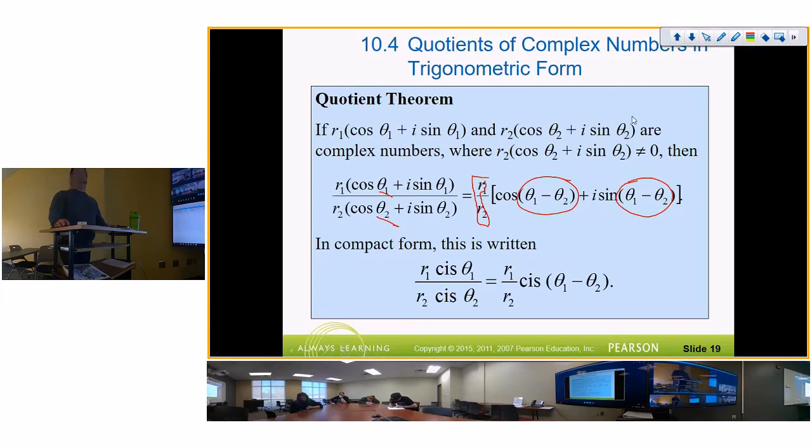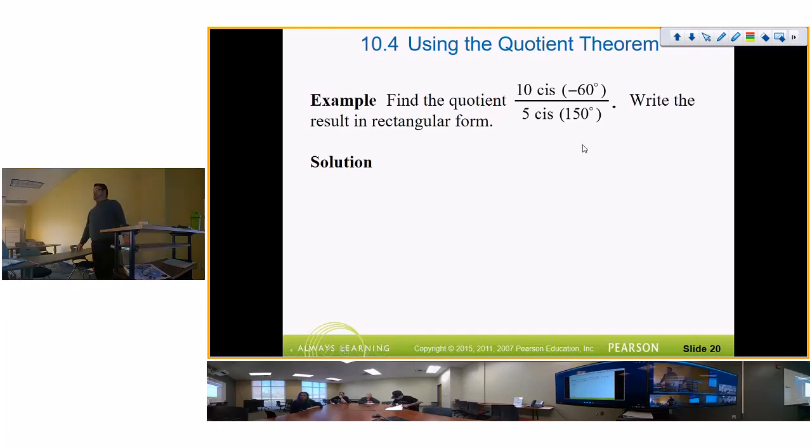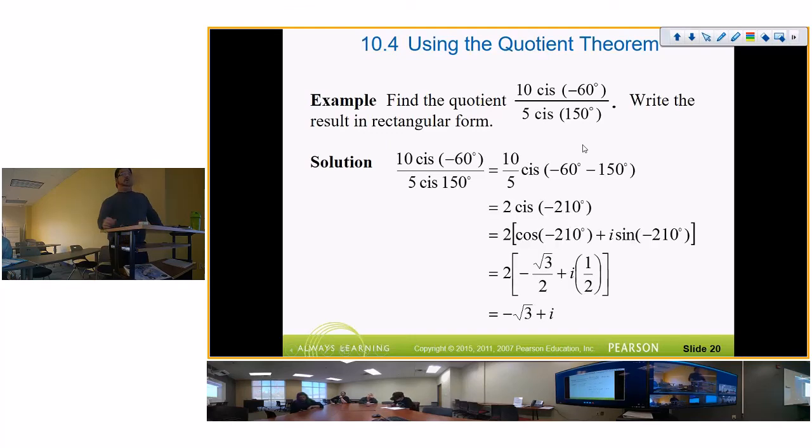Probably follow up with an example. What's negative 60 minus 150? Negative what? 210? So your answer is going to be 10 fifths, which is 2, times cis 210. Now what is 210? 210 is 180 plus what? 30. That means it's in the third quadrant, and that means it's 30 degrees.